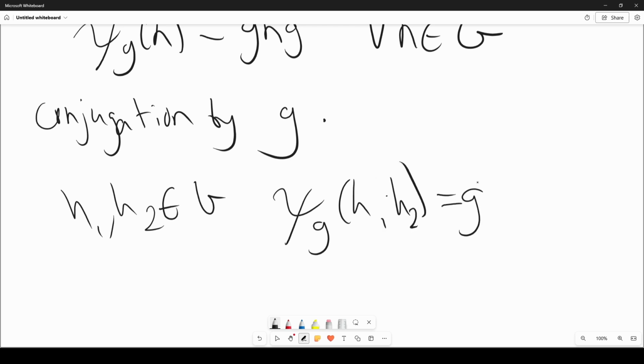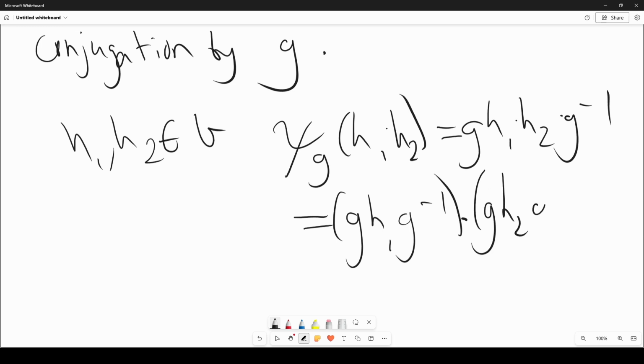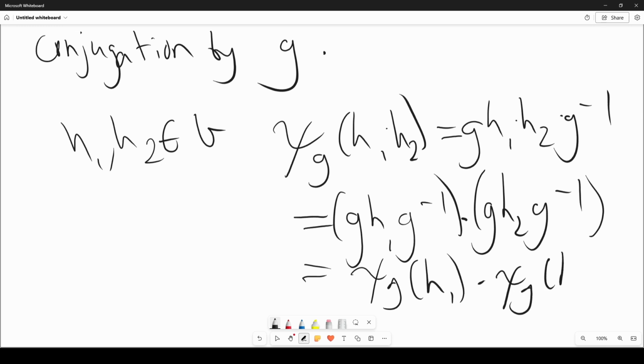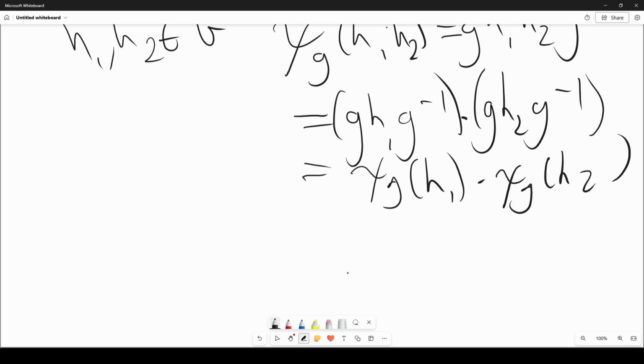Well, that equals g h1 times h2 times g inverse. But I can separate this very cleverly into g h1 g inverse times g h2 g inverse. And if you see what happens, these middle two terms will cancel out and get us the same thing. But this is equal to psi sub g of h1 times psi sub g of h2. And this is the exact homomorphism law that we need. Okay, so psi sub g is a homomorphism.